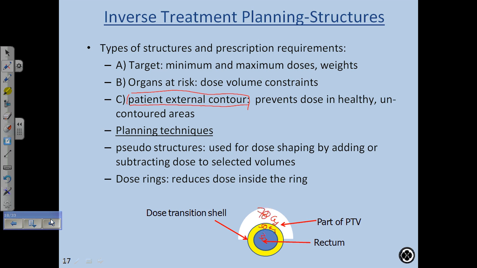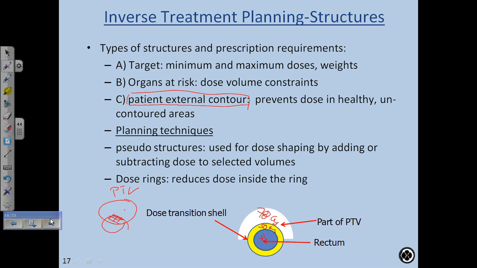Another thing an optimizer has a hard time with is overlapping structures. So here's the PTV, say it's prostate again, and here's the rectum. This is an overlapping structure. You're telling it you want 78 gray here, and maybe you want 30 gray in the rectum. It's going to say, how can I give 78 and 30 gray in the same spot? So it gets confused with that. So try to avoid overlapping structures.